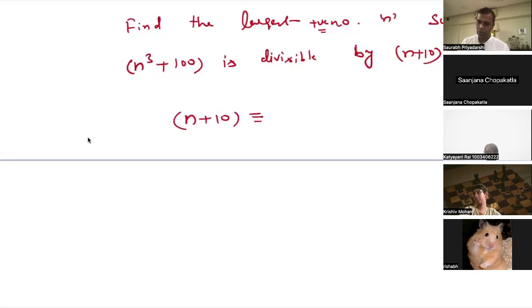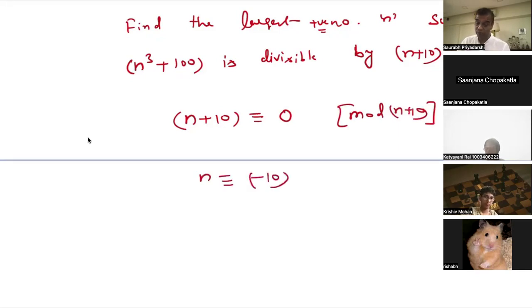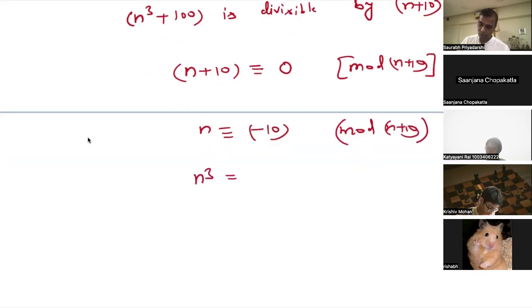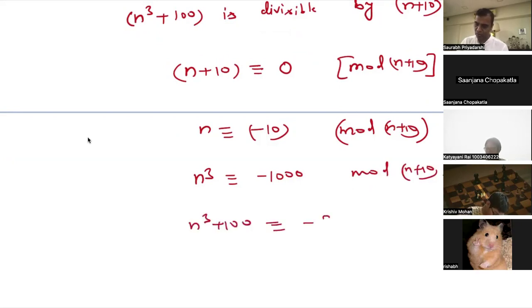Very good. So can I say this? n plus 10 is 0 mod n plus 10. Obviously, this is already divisible. So n is congruent to minus 10. Your previous question, what we have done, I'm using that only. Right? Now, cube both sides: n cube is congruent to minus 1000 mod n plus 10. Or n cube plus 100 is congruent to minus 900 mod n plus 10. Is this okay?